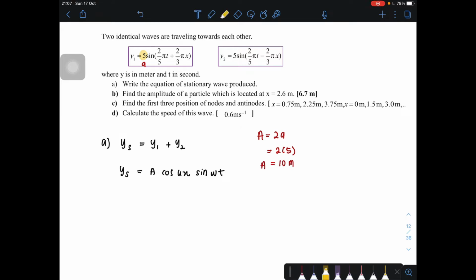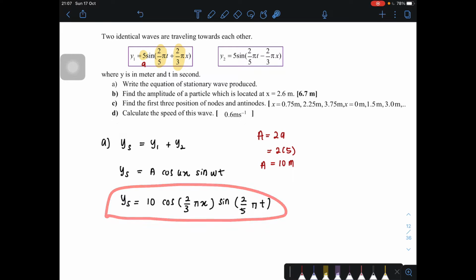And then this will be the value for omega. This will be the value for wave number. So just masukkanlah that one. So A adalah 10, cos k tadi adalah 2 over 3 pi x, sin, and then omega adalah 2 over 5 pi t. So this would be the equation. Okay, lebih senang macam ni lah daripada kita tambah satu-satu. It's actually the same thing.